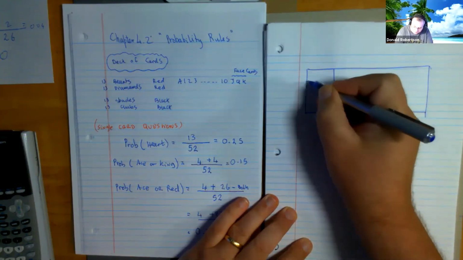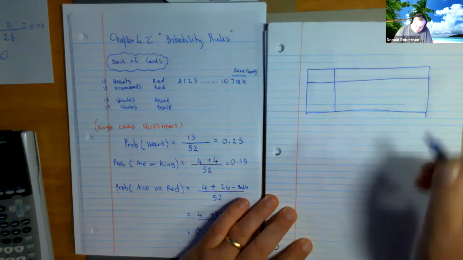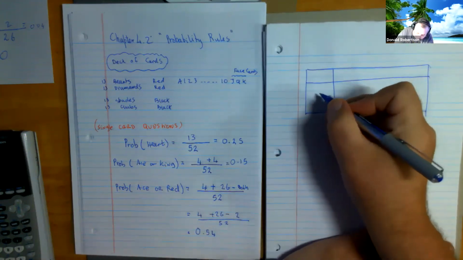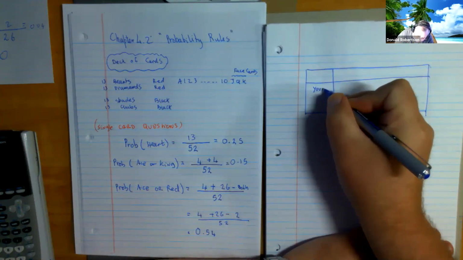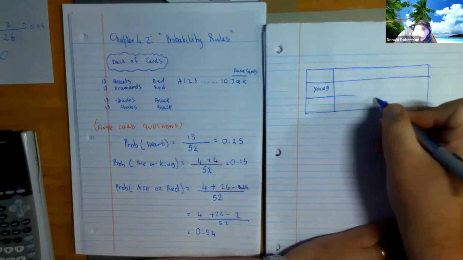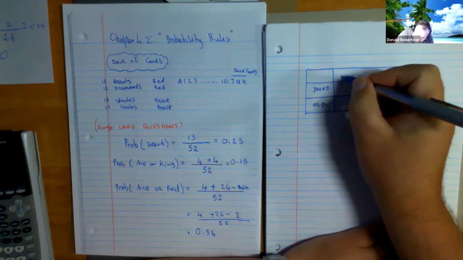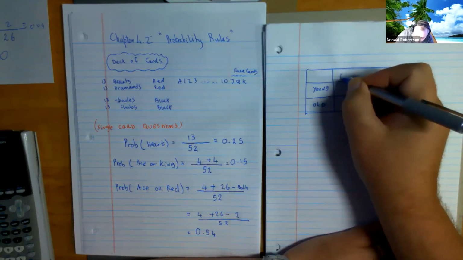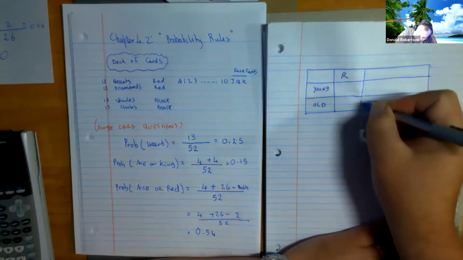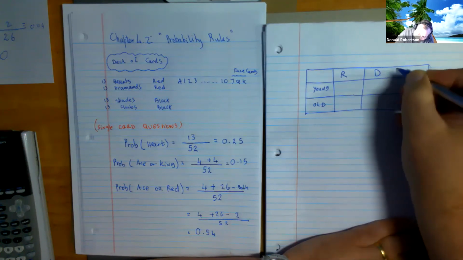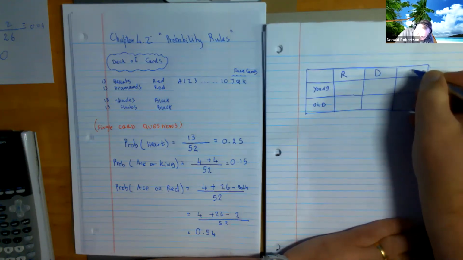And we're going to put this table into young and old. And we're going to put it into Republicans, Democrats, and independents.